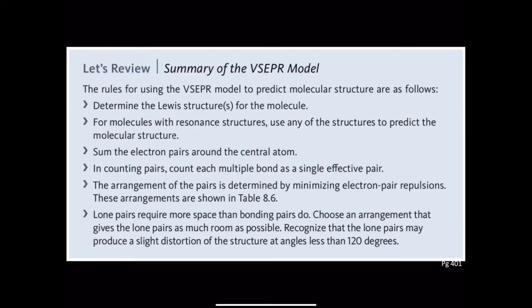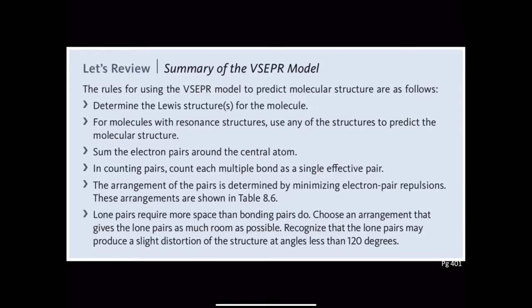Then the arrangement of pairs is determined by minimizing electron pair repulsions. So if you have lone electrons, they will be very repelling. If you have an electron pair, so even if it's a single, double, or triple bond, they'll want to repel other single, double, or triple bonds just as much as any other. And those arrangements can be seen on table 8.6.